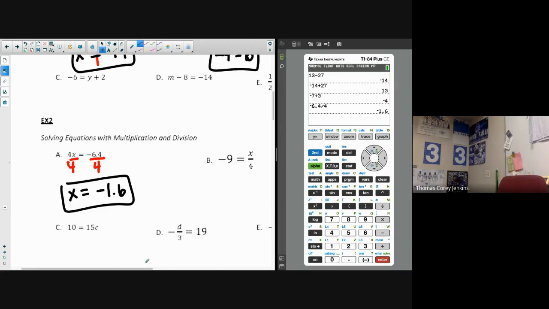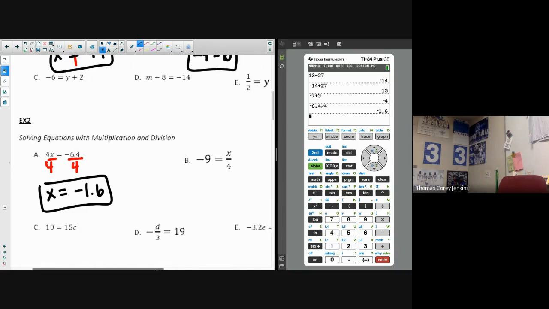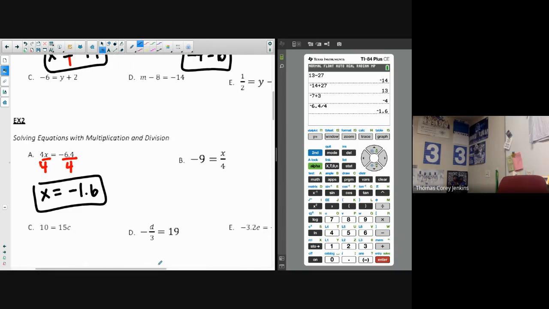Okay, so x over 4, what's that mean? That means x divided by 4. So the inverse operation of divided by 4 is times 4. I like to show that. I like to show times 4. You can show it with a dot. I like to use parentheses there. I like parentheses 4, just means times 4.